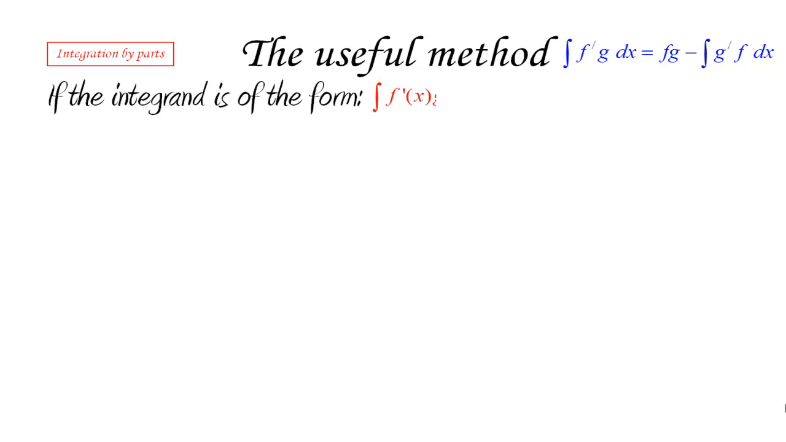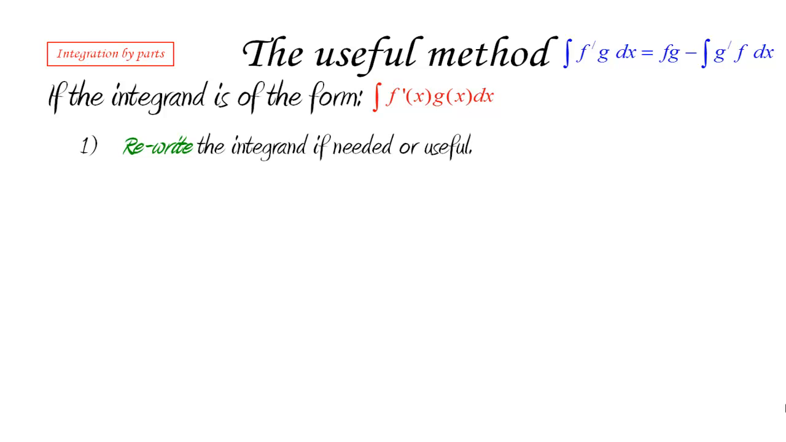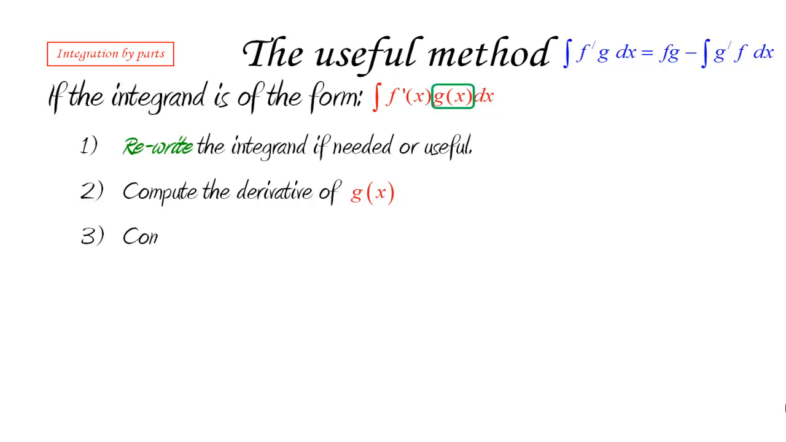If the integrand looks like it's of that form, so it's the product of a derivative times a function, then what we're going to do is, first of all, rewrite it if it is needed or useful. That's always the first step. Then we're going to compute the derivative of the g of x piece. So the g of x should be a function that is easy to differentiate. Then we're going to compute one antiderivative of f prime of x. Of course, we're thinking of it in the form of f prime because we want to compute its antiderivative.